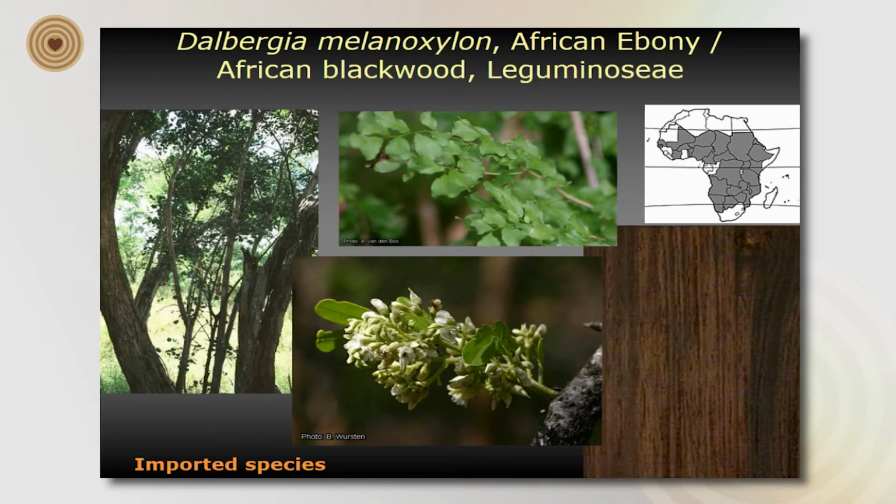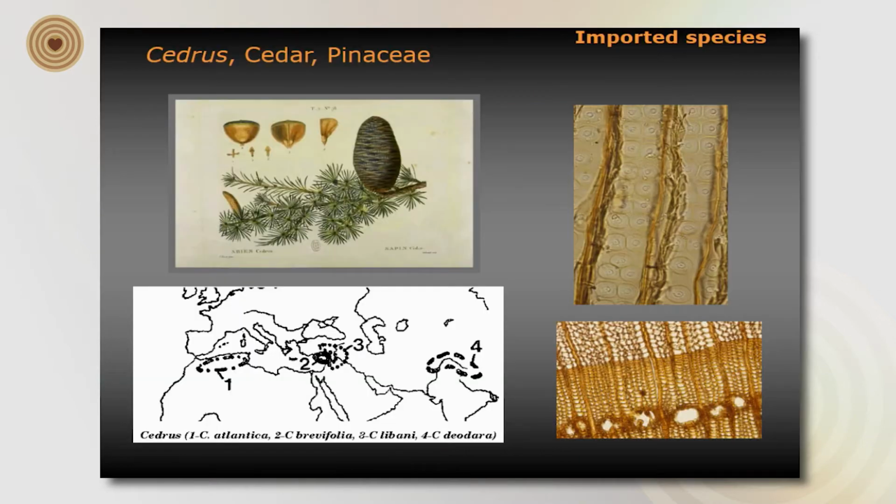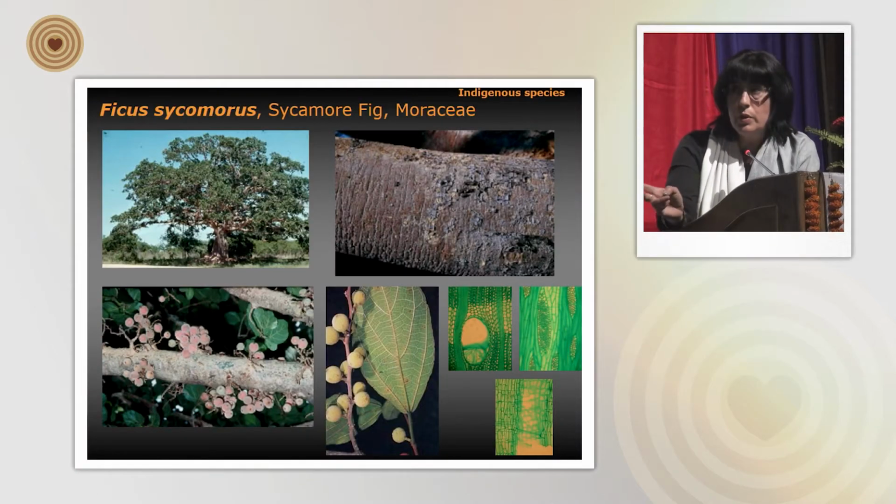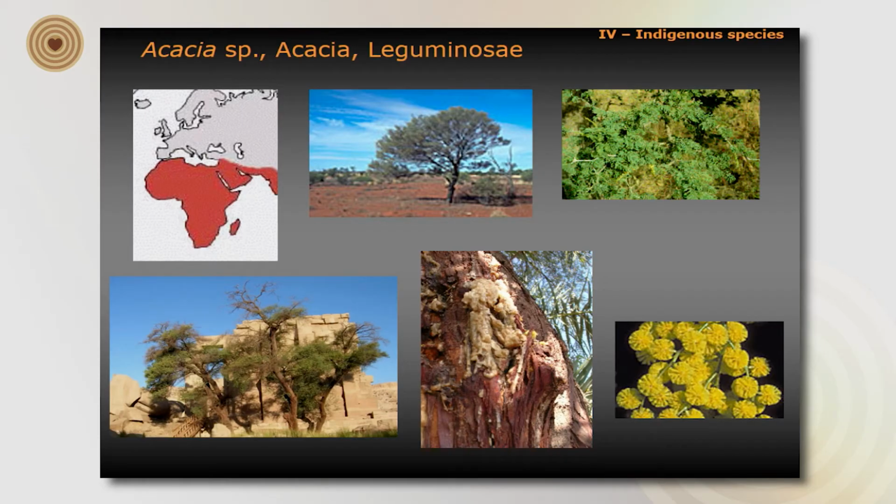I will show you the 2 imported species we have in the collection, Dalbergia melanoxylon and this famous cedar. And after, I will pass to Ficus sycomorus, which is also a Moraceae, the species most used, because it also has a strong connection with the ancient goddess Hathor in Egypt. The same case with the acacias.